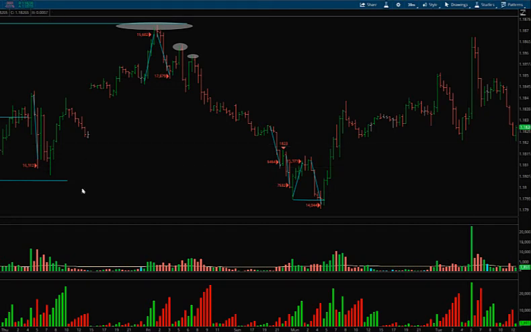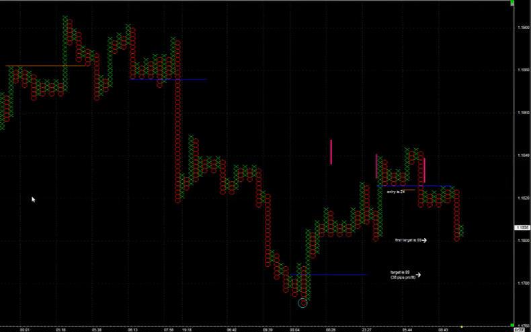Let me walk you through the point and figure chart. Okay, I'm sorry about that pause. I had to close out the pound dollar trade. So now we're looking at the euro dollar.